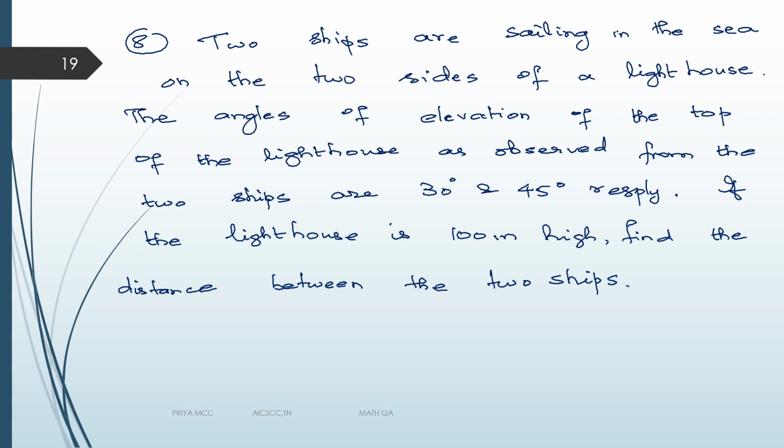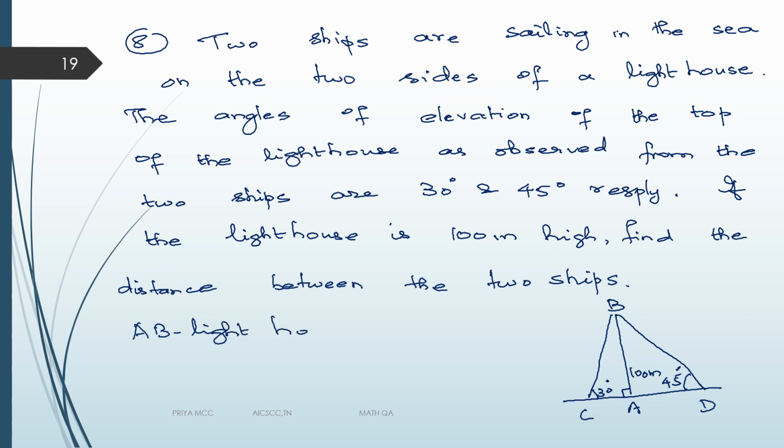Because the ships are on both sides, we need not worry, we will still get right angle triangles. So it is something like this. AB is the lighthouse, there is a sea, there is a ship here, and there is a ship here. As simple as that. So now you still have a right angle triangle here, C and D. This is 100 meters, this is 30 degrees, this is 45 degrees. Done. So now you are ready to do the problem. AB is a lighthouse and C, D are the ships.